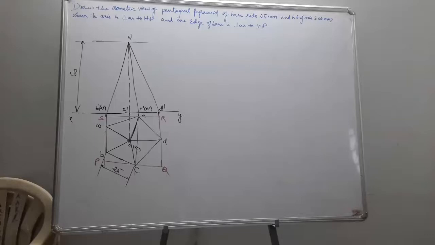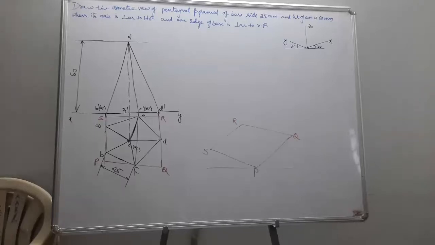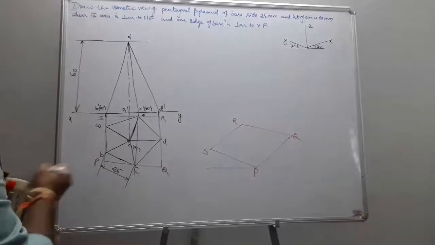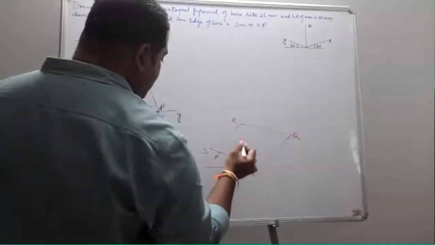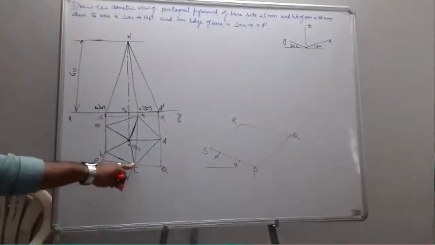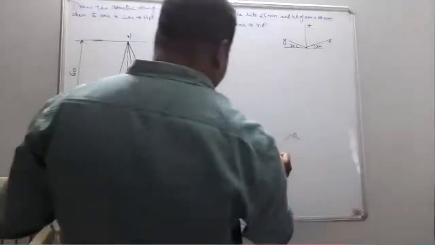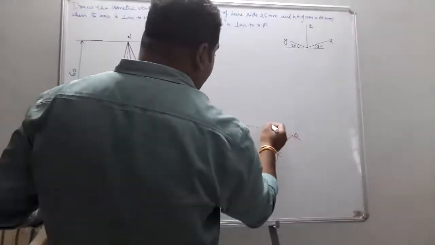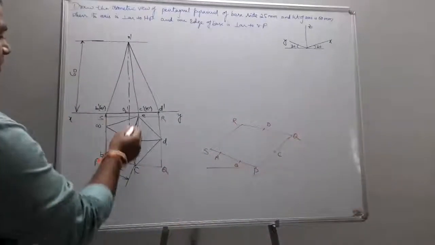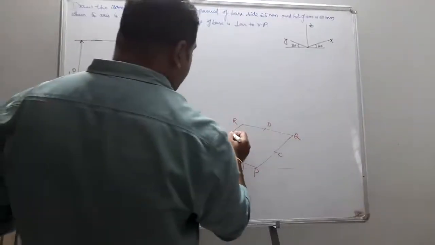Where your points A and B are, A and B are in between S and P. So this becomes A and this becomes B. Next, the C point is in between P and Q. C. D point is in between R and Q. So D. Next, E point is in between S and R.